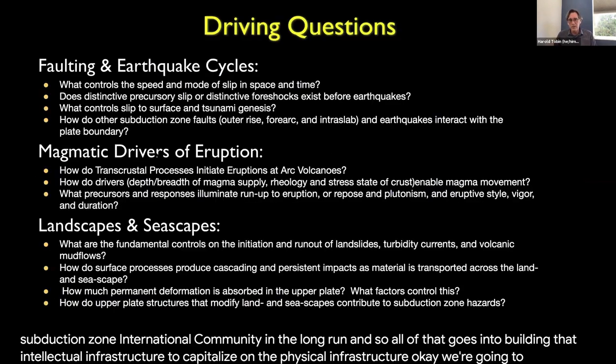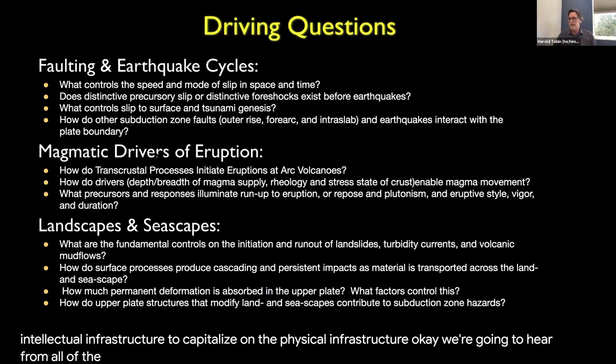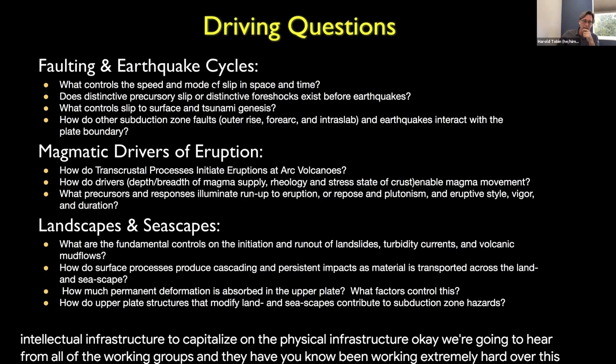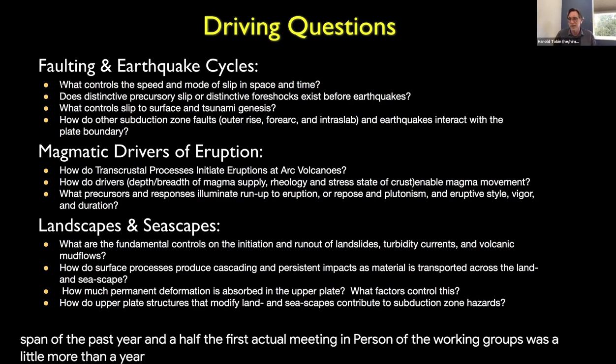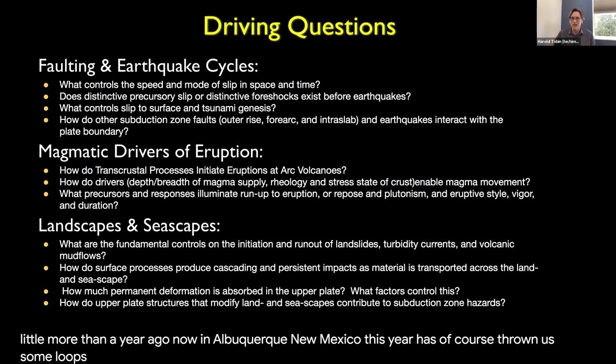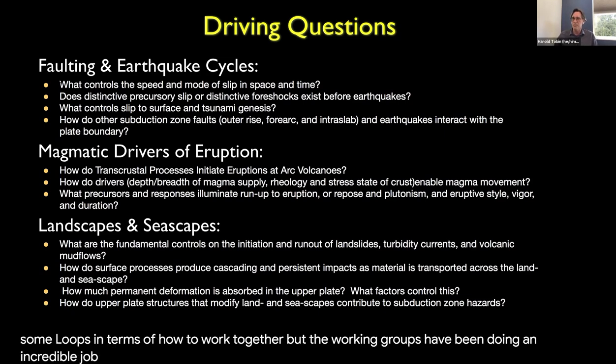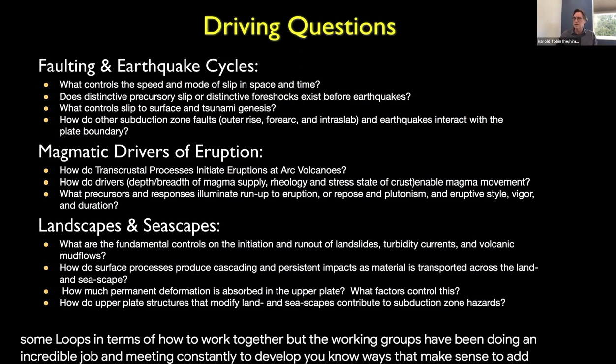Okay, we're going to hear from all of the working groups, and they have been working extremely hard over the span of the past year and a half. The first actual meeting in person of the working groups was a little more than a year ago now in Albuquerque, New Mexico. This year has, of course, thrown us some loops in terms of how to work together, but the working groups have been doing an incredible job and meeting constantly to develop ways that make sense to address these questions. I'll talk about them in a minute.